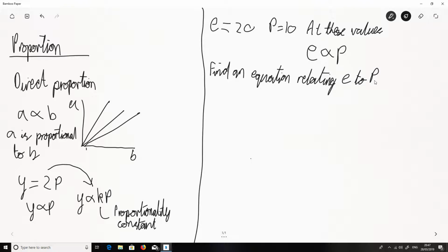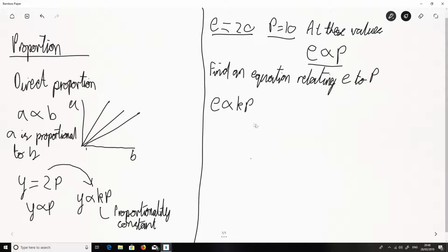So what we know when it comes to this, we know that E is proportional to P like this. Now, in order to form an equation, we need to find the constant of proportionality. So what gets us from this 10 of P to this 20 of E? So in this case, we have E is proportional to, I tend to just call it K as our proportionality constant, but you can call it any variable you want as long as it's not already used in the question. If they give you K, use something else because it's just going to confuse you and your examiner.